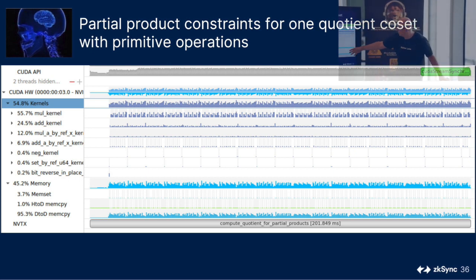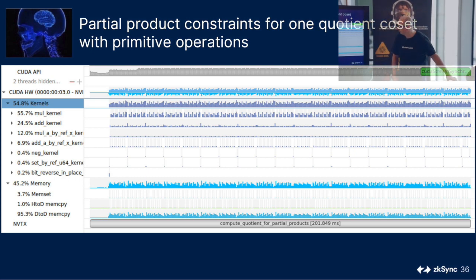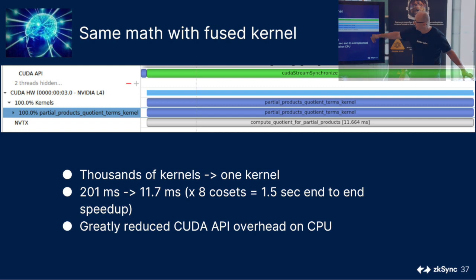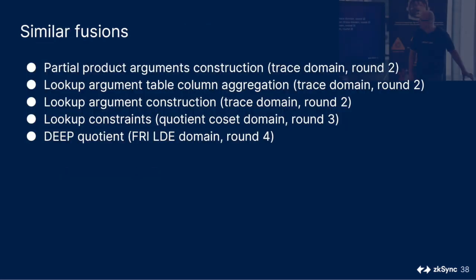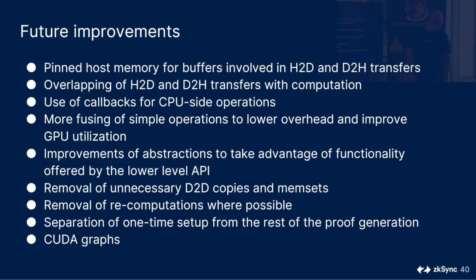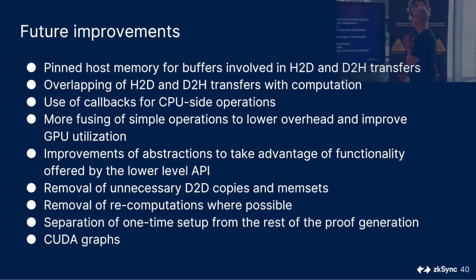And this is how it looked before. This is the compute quotient, this is for the quotienting. Very bad, and now a single kernel. And we did similar fusions for the partial product argument and lookup. I already think I mentioned all of this. So that's what it looks like now. We still have quite a few things in the pipeline.